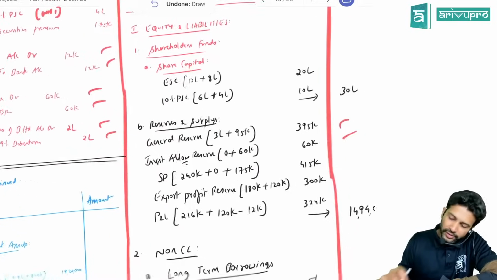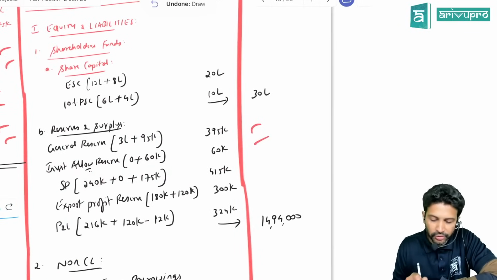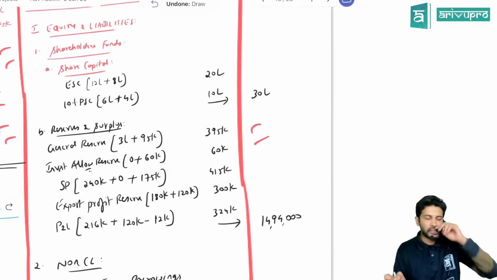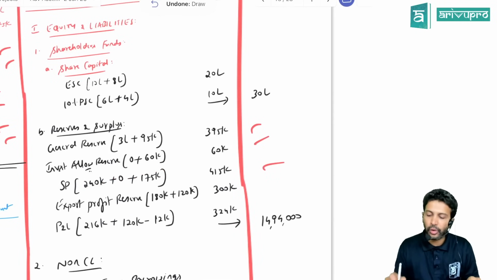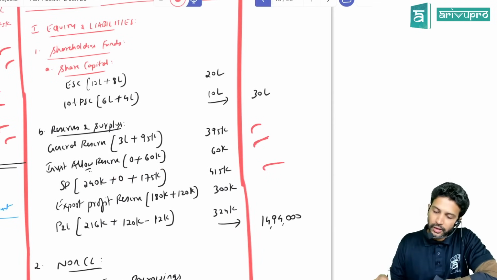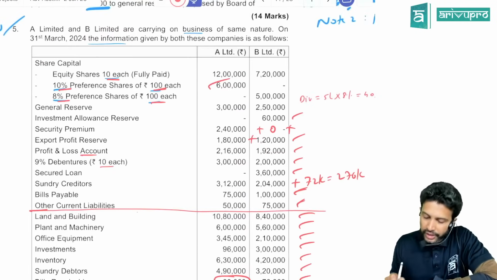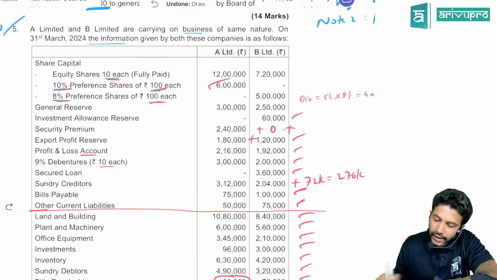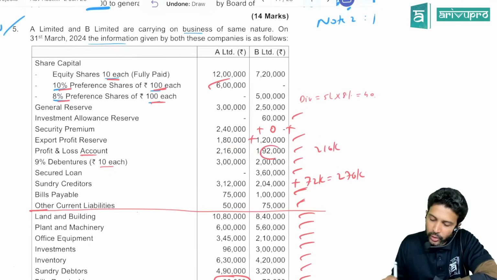1 lakh 75. So add that. 240 of A is B of B cup SP is 0 plus new preference shares issued at premium of 175 becomes 4 lakh 15,000. Then export profit reserve, these two addition 180 plus 120 is how much? 3 lakh rupees. Then P&L. What is the P&L balance? 2 lakh 16. Okay, can I take 192?